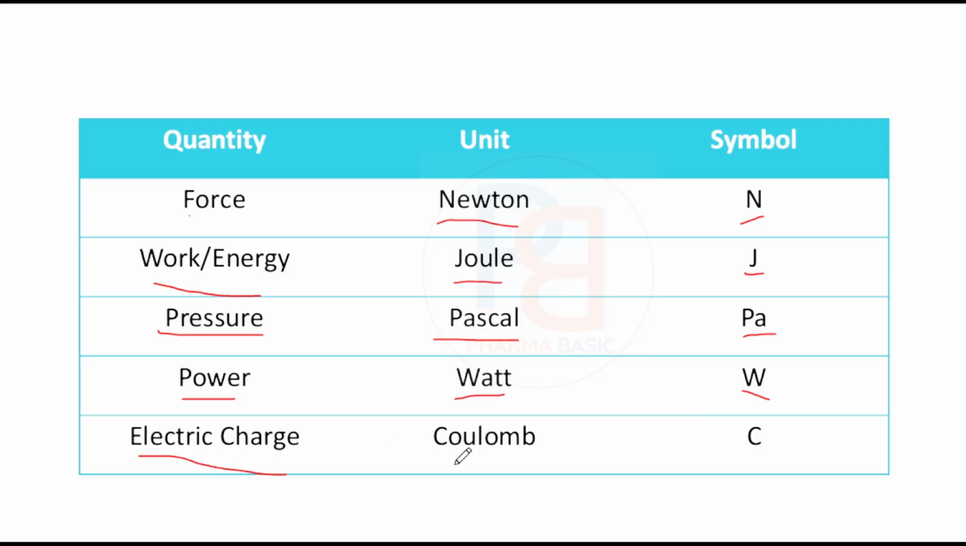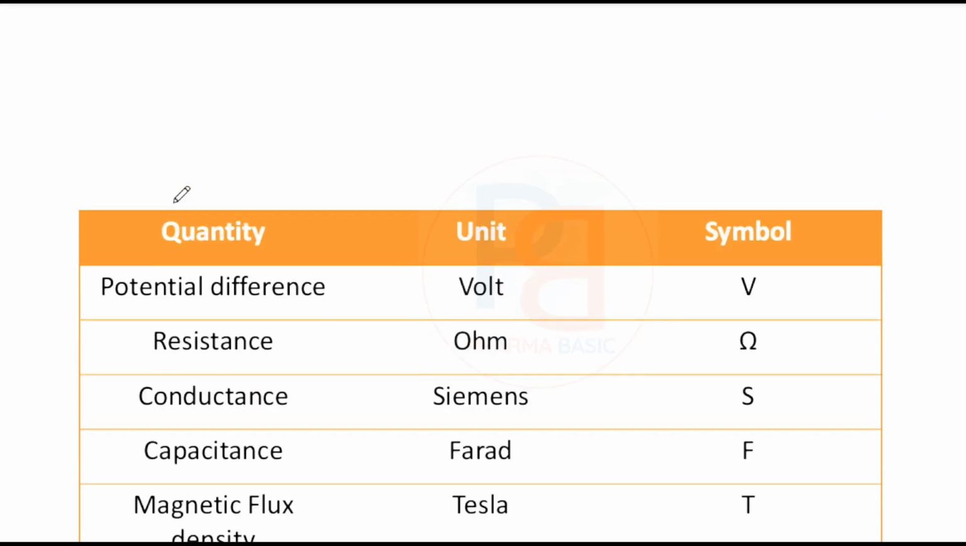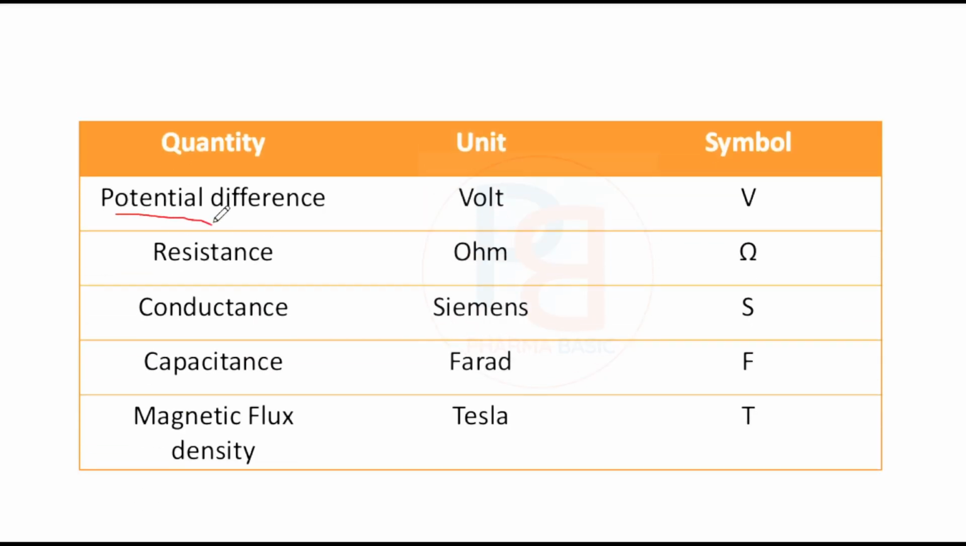Unit of electric charge is Coulomb and it is denoted by capital C. Next one is the potential difference and its unit is volt and it is denoted by capital V. Unit of resistance is ohm and it is denoted by capital omega. Unit of conductance is Siemens and it is denoted by capital S.